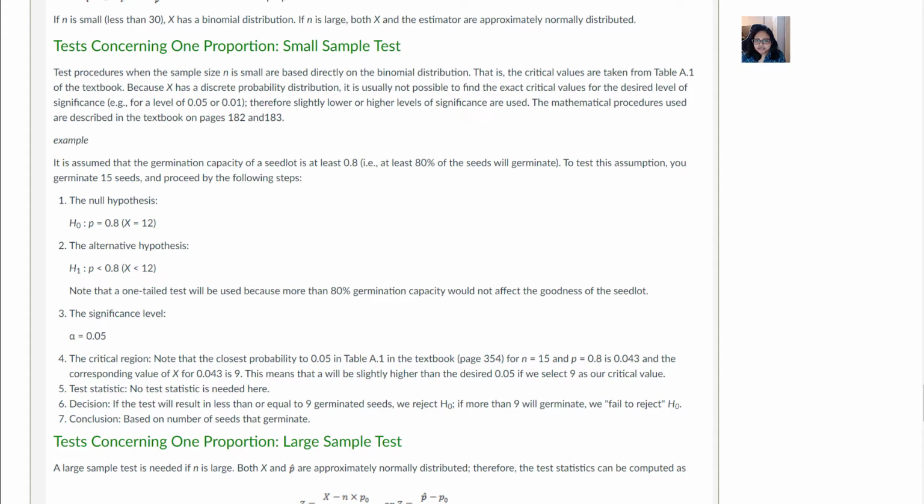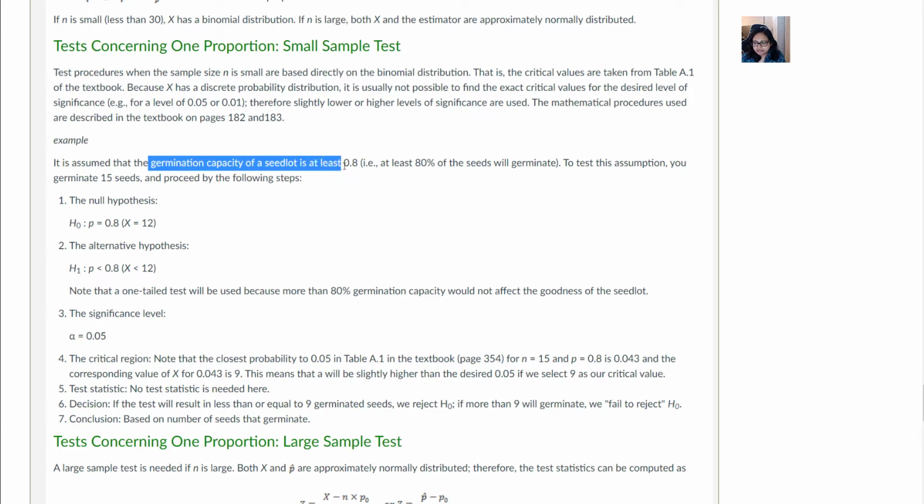Hello everyone. So this is the last test we would like to do in this lesson. We are going to talk about the test concerning proportion when we have one population, and we are talking about one proportion, and there are two cases, the small versus large. If it is a small sample test, then we basically use a table in the appendix, and that's it. We don't need to find the test, we don't need to do any calculation if it is a small sample size and we are talking about the proportion.